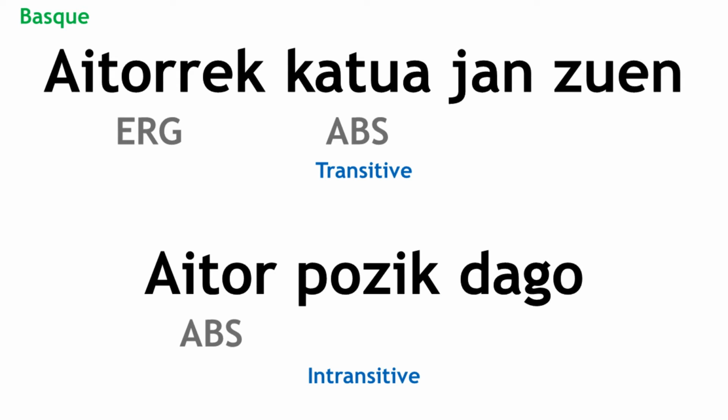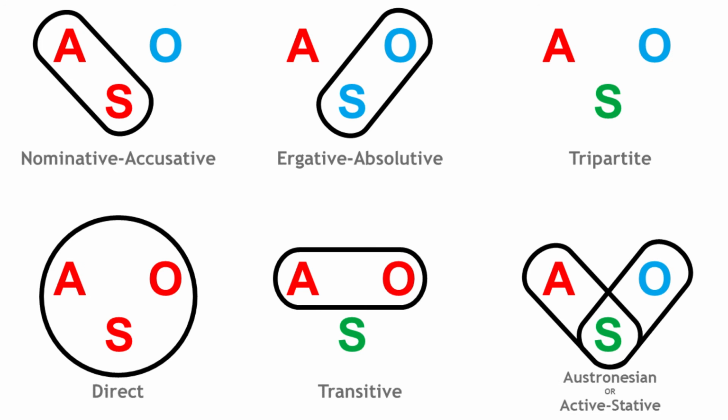experiencer. There are also tripartite languages, where each type of argument is treated separately, and the cases are the ergative, accusative, and a special intransitive case. Other types of language do exist, but I won't go any further into the subject in this video, as these are the main cases you're likely to encounter.